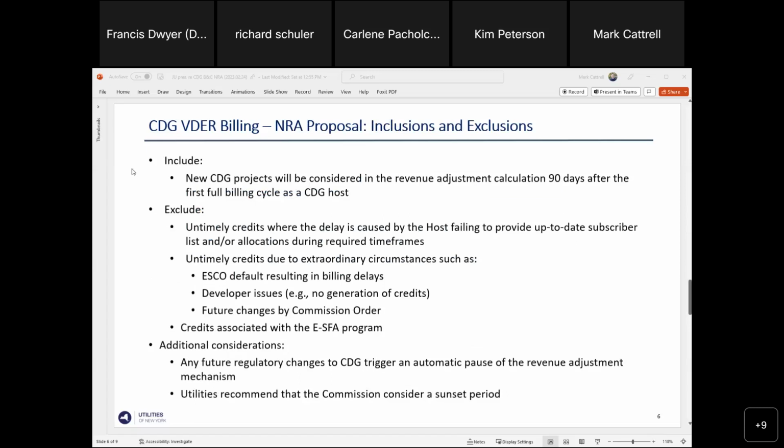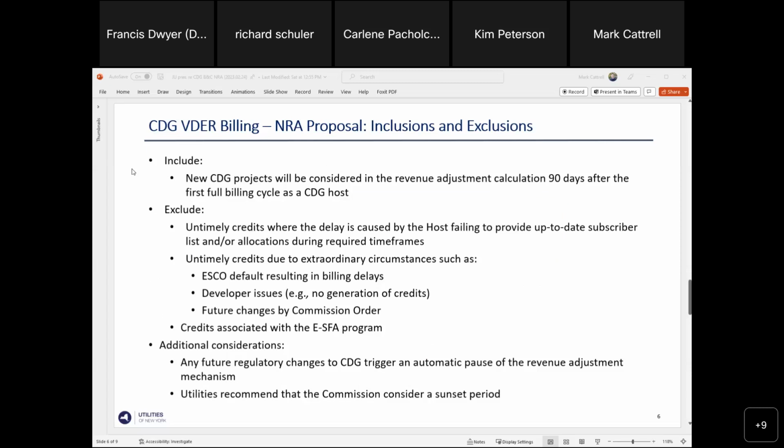Okay, so now let's look at what we propose to be included in the metric and what we propose is excluded. New CDG projects would move into the metric 90 days after the first full billing cycle as the CDG host. This is to allow time for any issues upon interconnection to be resolved before measuring the regular billing cadence of satellite crediting.